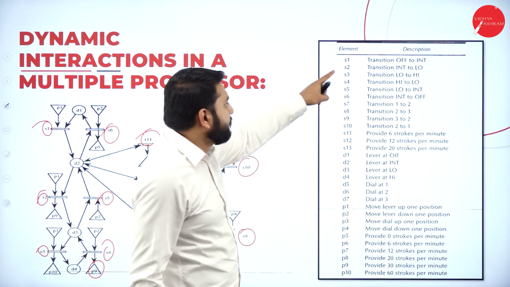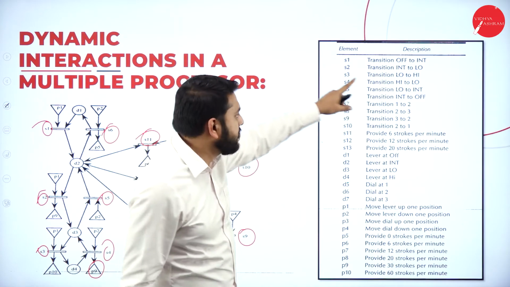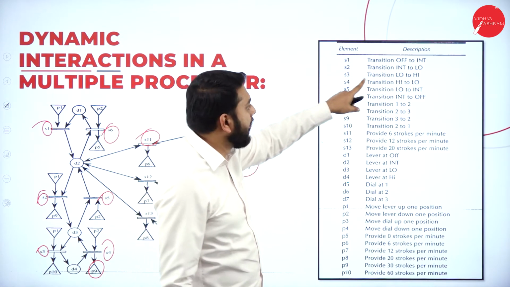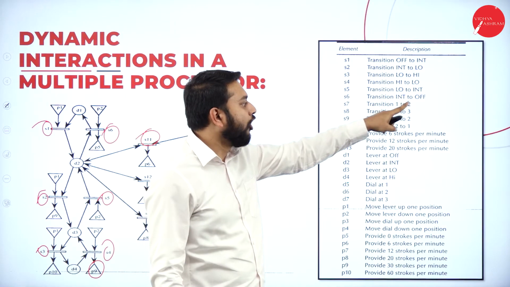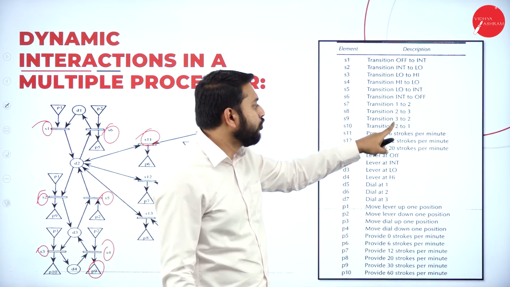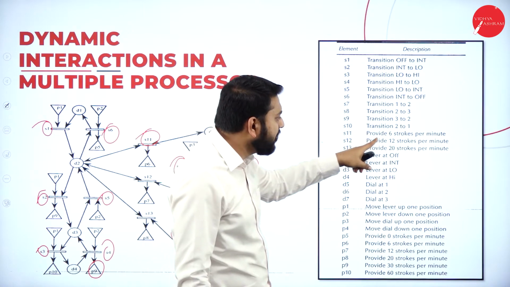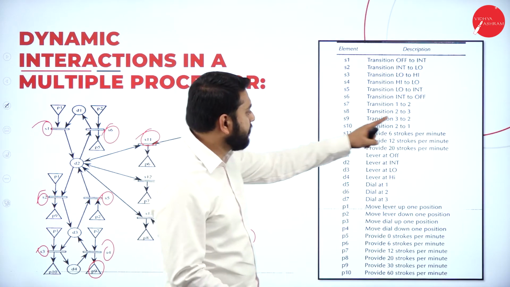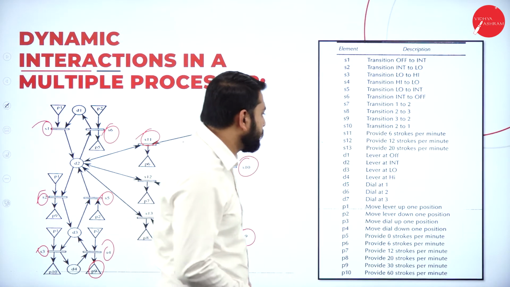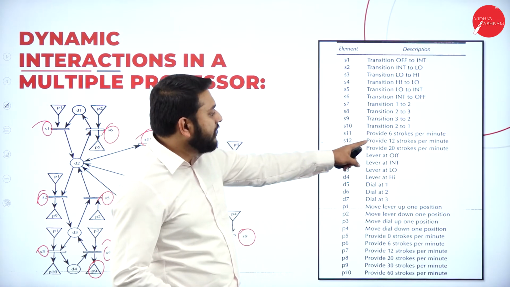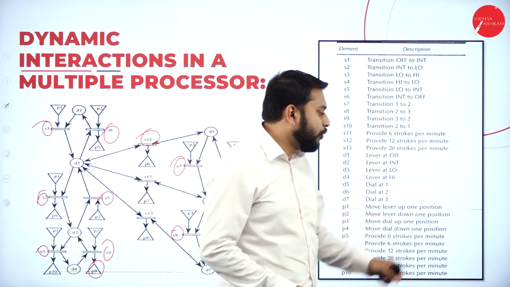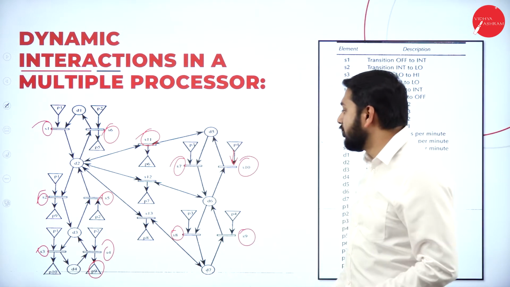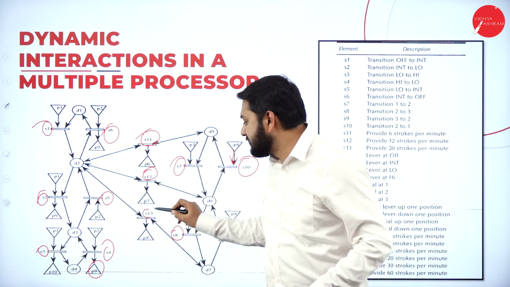Observe transition off to initial stage, and transition initial to low, and transition low to high, transition high to low, low to initial, initial to off, 1 to 2, 2 to 3, 3 to 2, 2 to 1, and then provides 6 strokes per minute if it is S11. So that's what you need to remember, and S12 provides 12 strokes per minute, S13, 20 strokes per minute. That's what you need to observe, S12, S13.